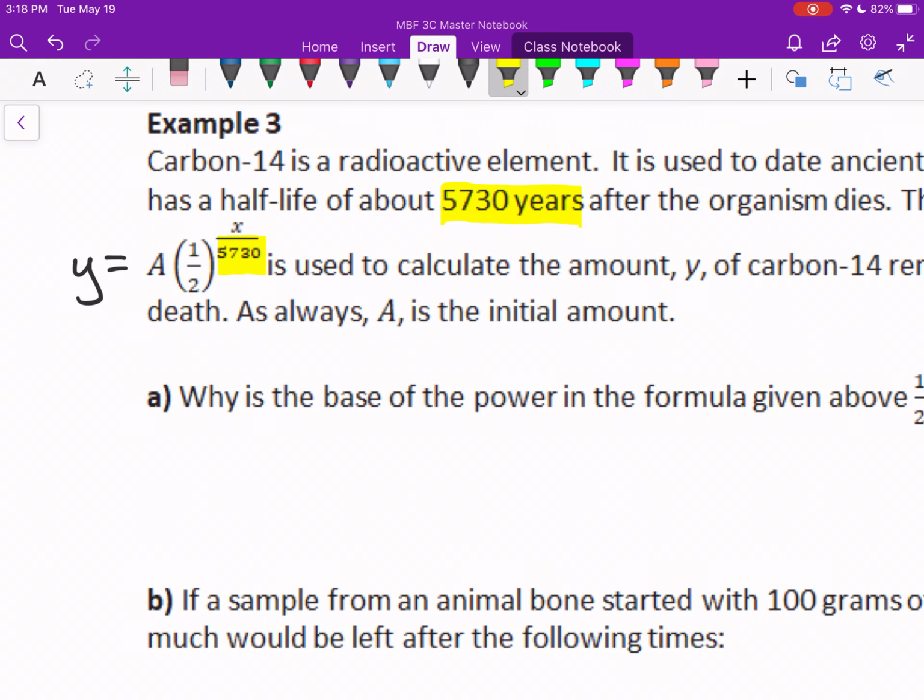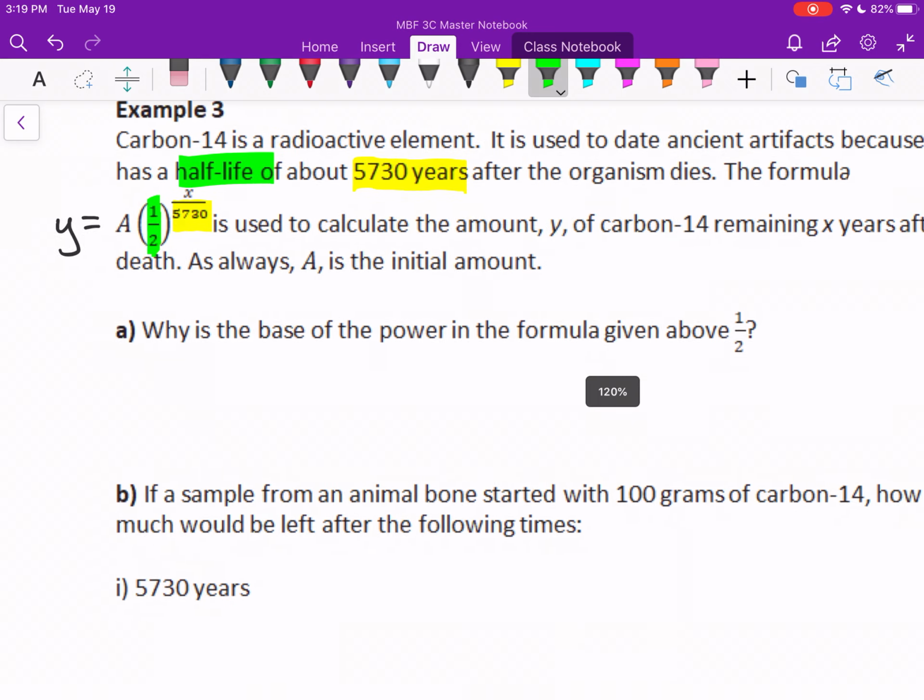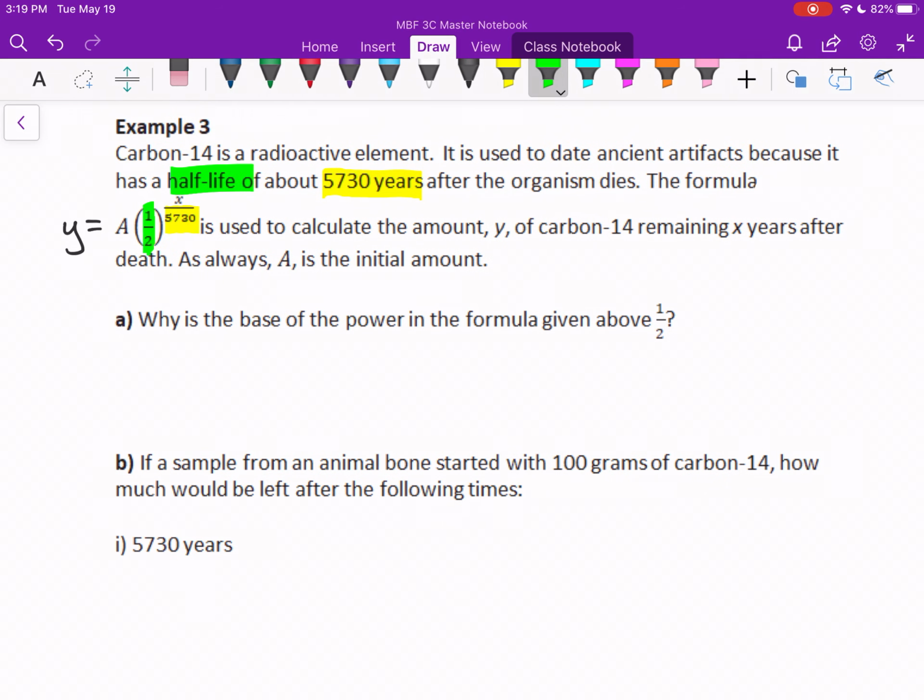We want half-life, that's why our base is 1/2. If we put a different x value in, we'll be able to play around with this a bit until we figure out how old certain things are. A, of course, is always the initial amount. The base of the power in the formula given above is 1/2, because half-life measures the time until only half the substance is left.